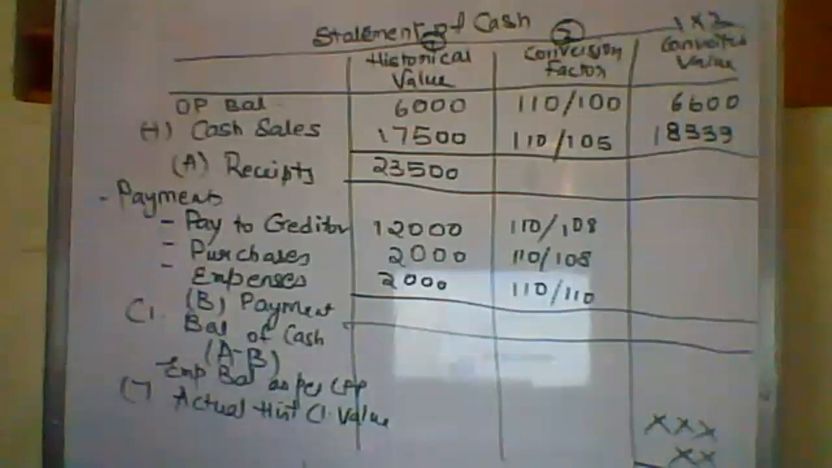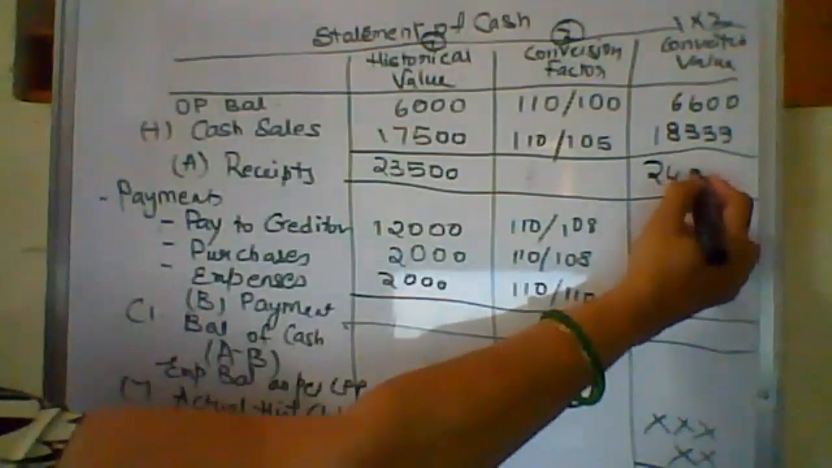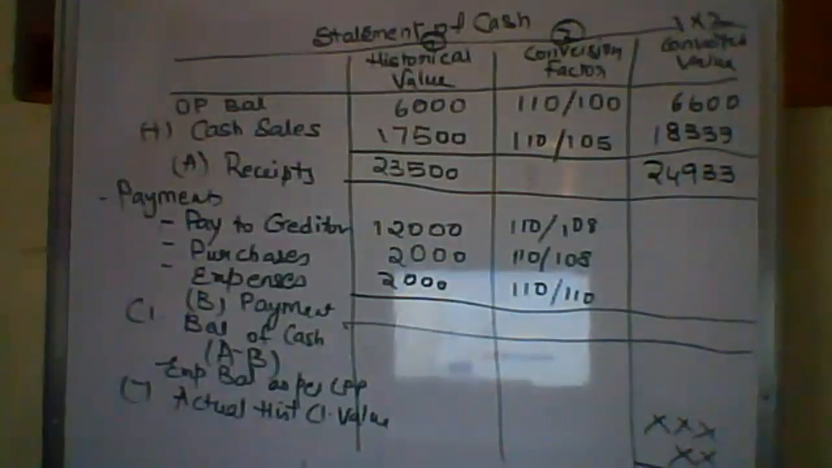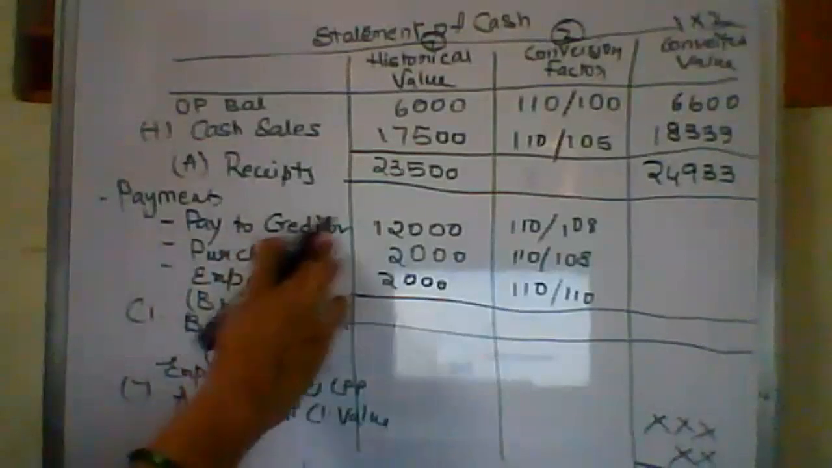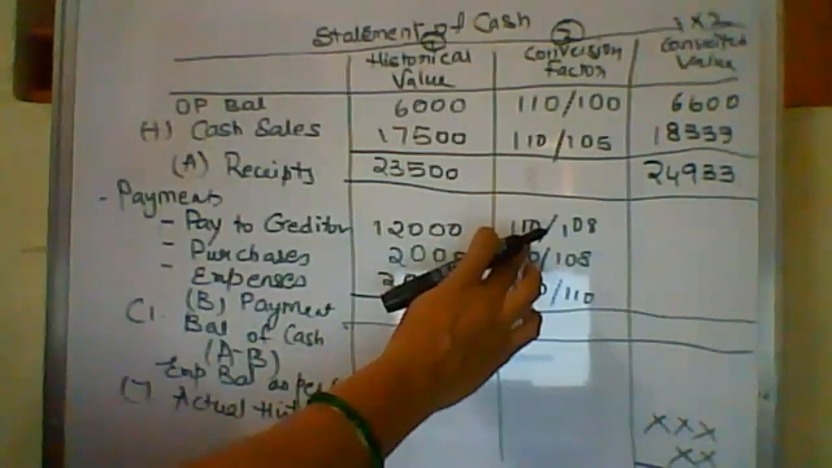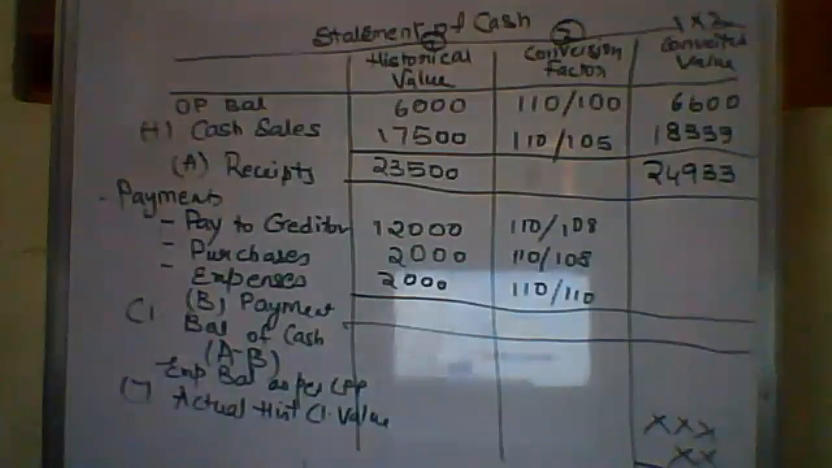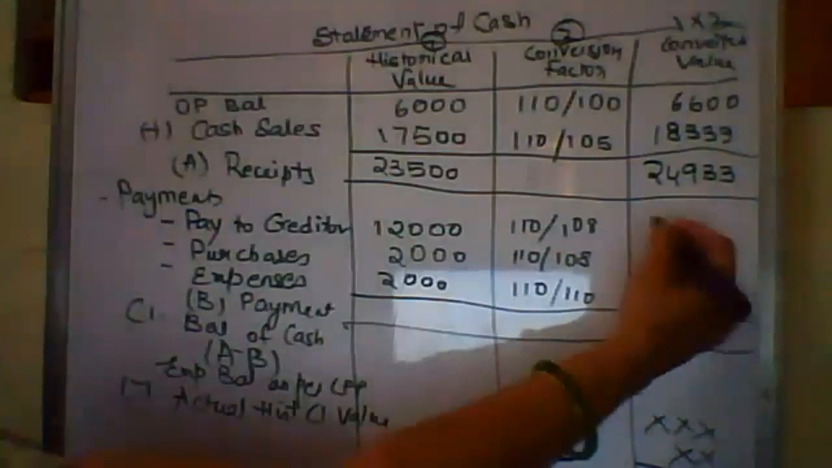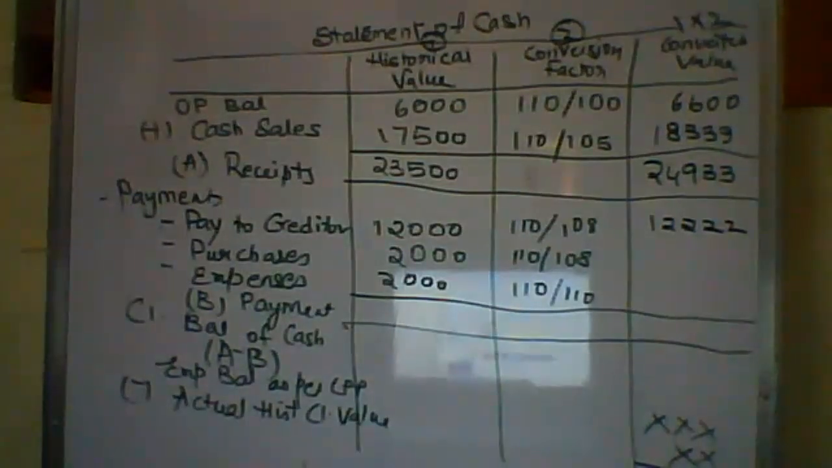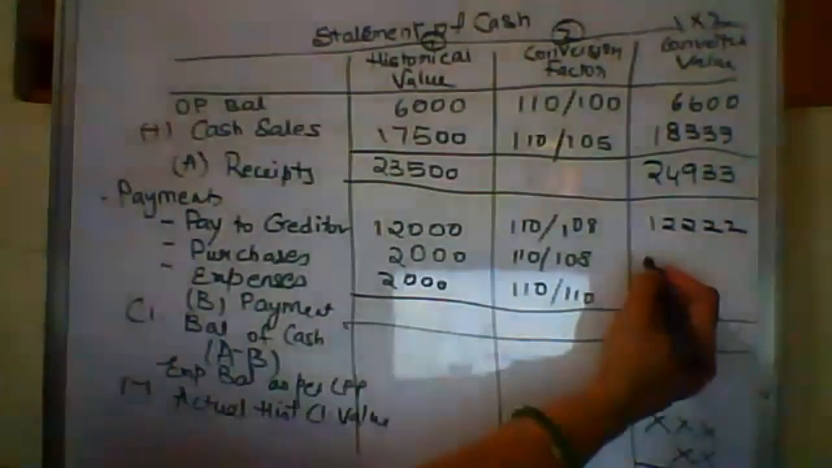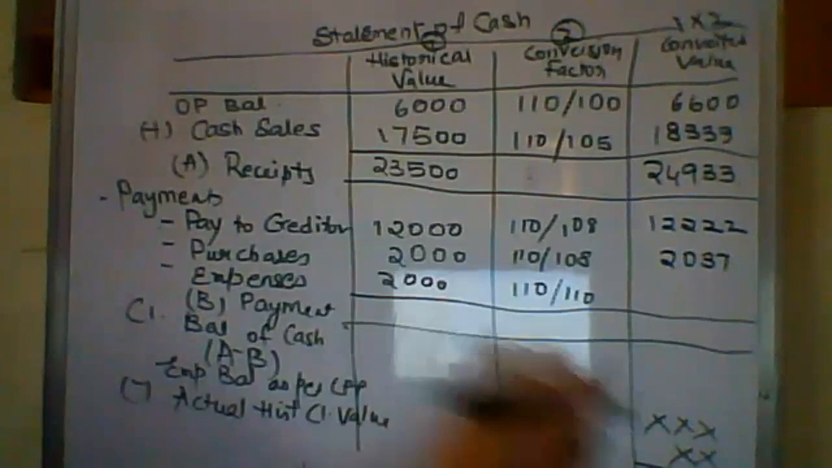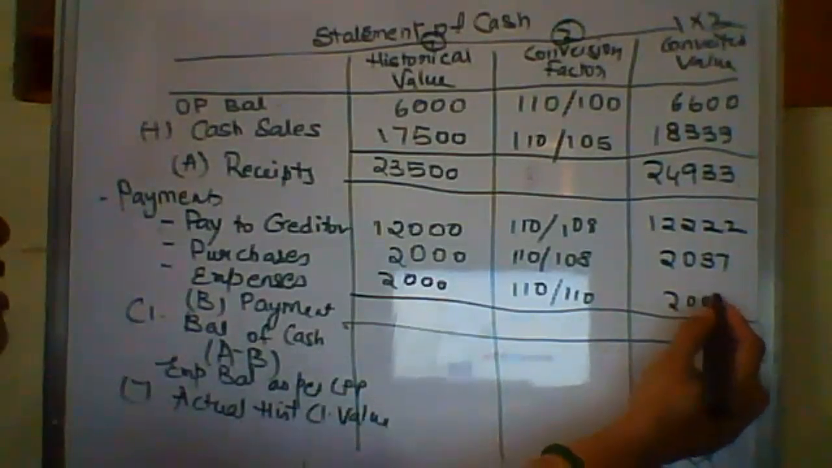Add up the total receipts which are there: 24,933. Now you will take the payments. You are paying creditors 12,000. The conversion factor, current price index, is 110 divided by 108. That 12,000 will give you a converted value of 12,222. Purchases will give you a converted value of 2,037. Expenses are of today only, so their converted value is the same.